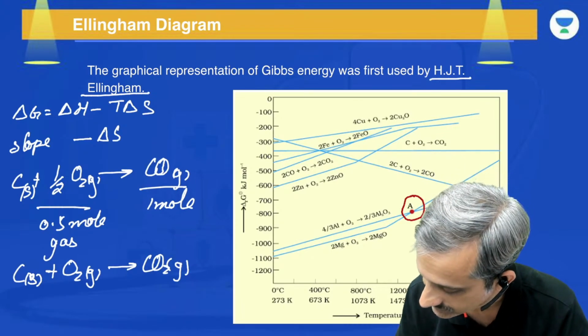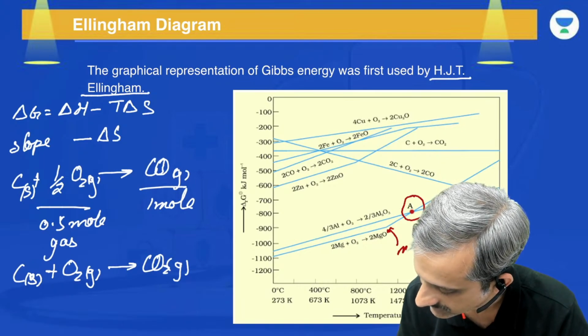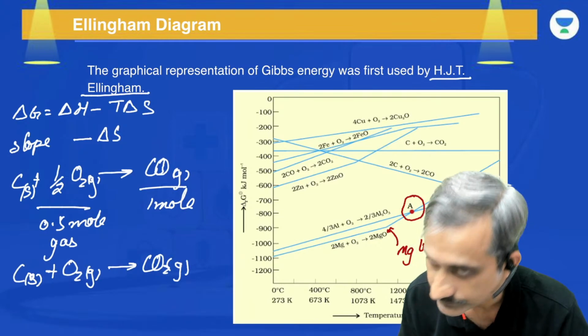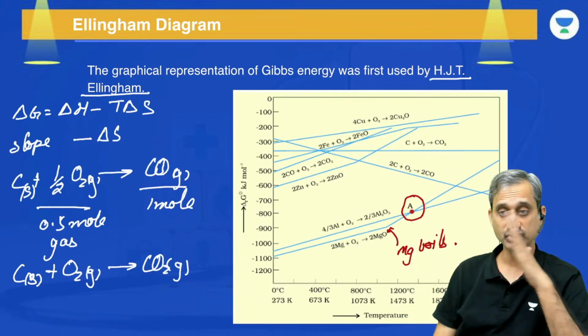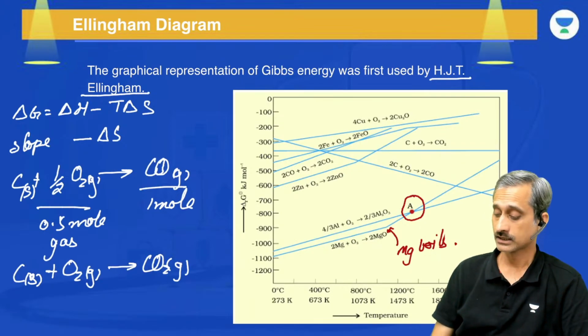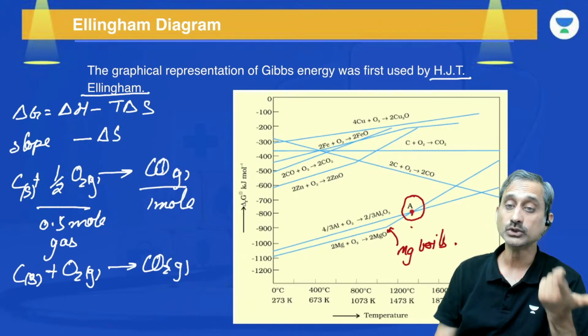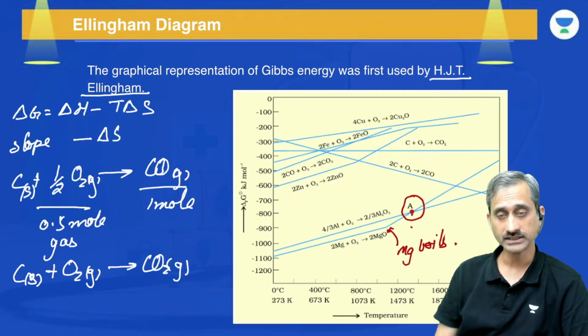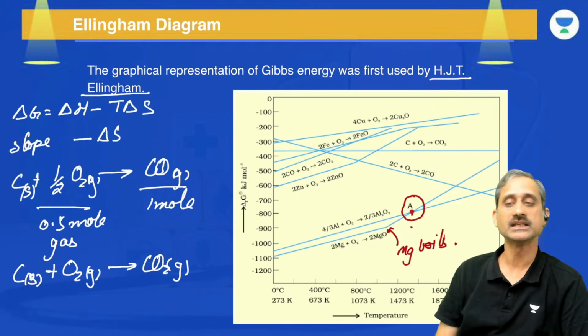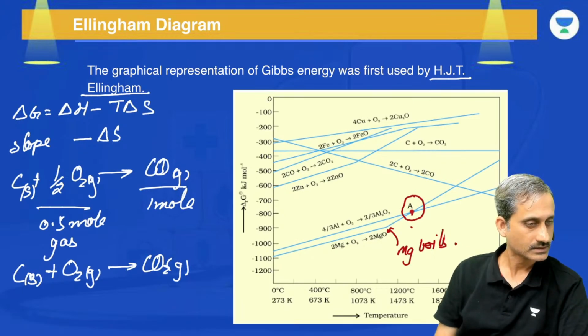Is that clear? Now, what happens here is magnesium boils. It gets converted into a gas. Its phase changes, and that's why the slope of the graph changes. Just remember, below this point A, magnesium is capable of converting alumina to aluminium. Above this point, aluminium can reduce magnesium oxide to magnesium. So the stability of magnesium oxide decreases with increase in temperature, and it becomes difficult for magnesium to act as a reducing agent. Is it clear?